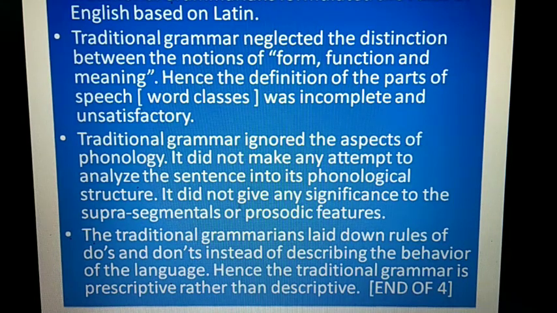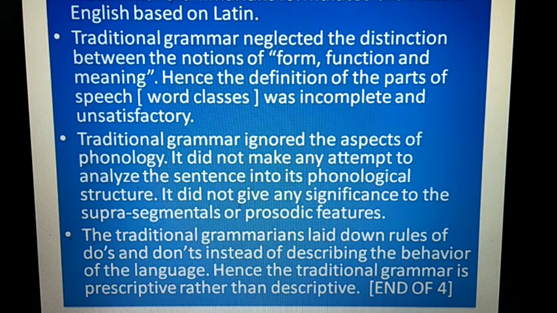All right. Now, another aspect of traditional grammar. Traditional grammar neglected the distinction between the notions of form, function, and meaning. Hence, the definition of the parts of speech, word classes, was incomplete and unsatisfactory. So remember, here you will understand there was a time when it depended much on a grammatical book called Wren and Martin.